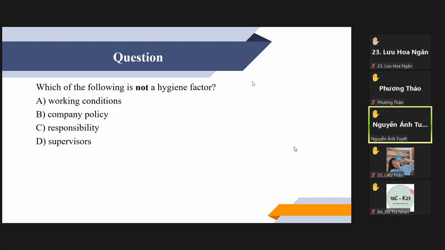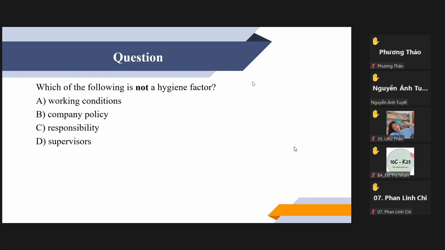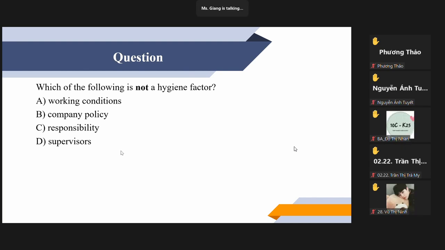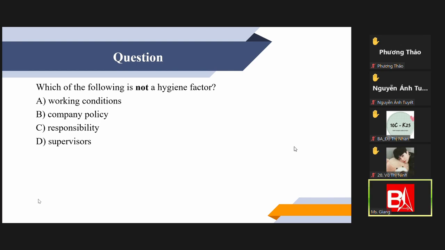My answer is C. C, responsibility. It is the correct answer because it belongs to the higher level of needs, right? So responsibility is not the hygiene factor, it is the motivating factor.